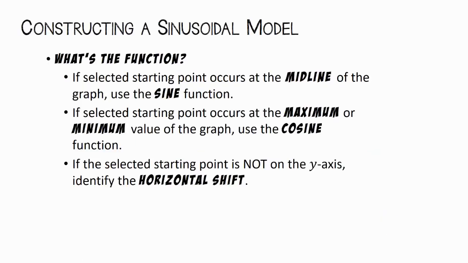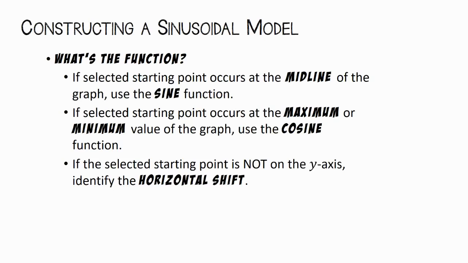So let's talk about constructing a sinusoidal model. You're given information or you're given a graph, and we're going to figure out the equation of the sinusoidal function that we have. First of all, you want to determine what the function is. You're going to select a starting point on the y-axis, because remember that's where you start your graph when x equals 0. If the starting point is on the midline, then you're going to use the sine function. If the starting point is at the maximum or the minimum, you will use the cosine function.